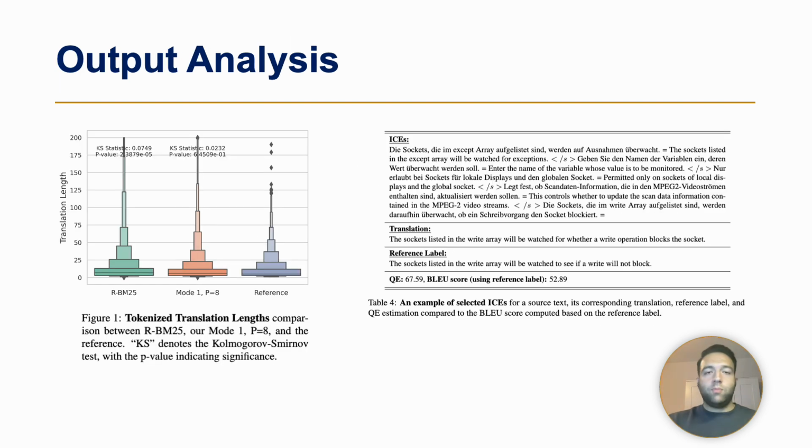We know from prior studies that pre-trained large language models often over-generate, leading to extensive post-processing. Figure 1 compares output lengths for our model, specifically Mode 1, patience 8, and RBM25 using 16 examples. As we can see, both align well with the reference, indicating no overgeneration. However, RBM25 differs significantly, while our model closely matches the reference, suggesting it requires less post-editing and is more efficient.